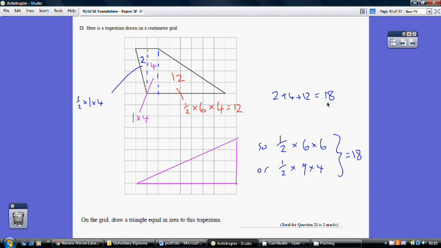Now I've got 2 choices here. I could either do a triangle which has really got a base and a height of 6 and 6, because 6 squared is 36 and half of this is 18, or like I've done here, I've decided to do a base of 9, a height of 4, because half times 9 times 4 is 18.